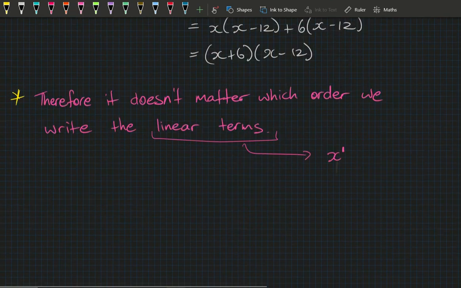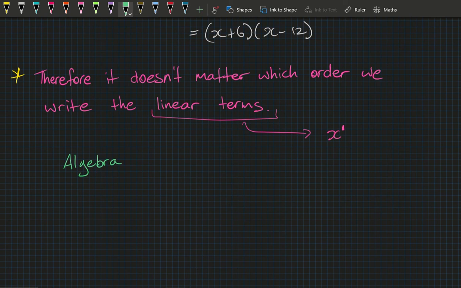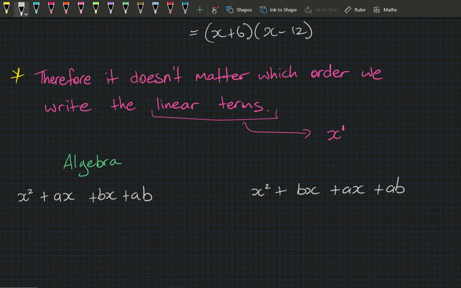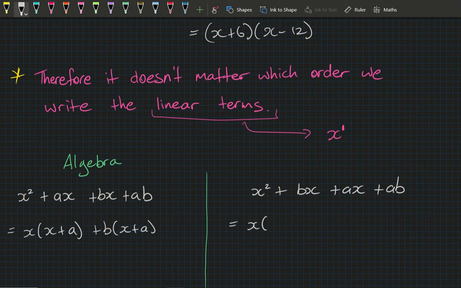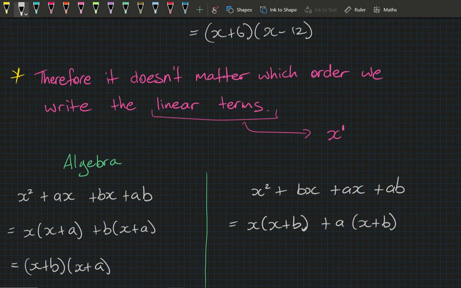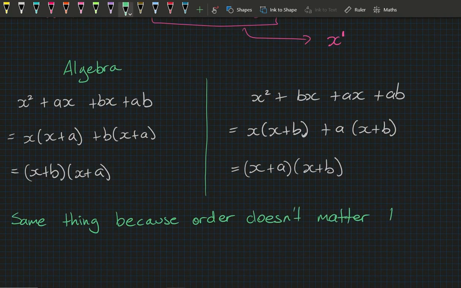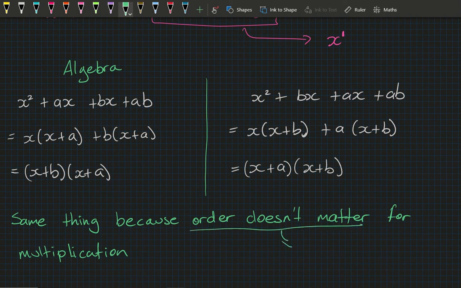So let's do algebra examples side by side. On this side, I'm going to write x squared plus ax plus bx plus ab. And on the other side, I'll write x squared plus bx plus ax plus ab. So all I've done there is swap the a and the b around. Doing some grouping, on the left here, I end up with x times x plus a plus b times x plus a. And on the right, we end up with x times x plus b plus a times x plus b. And then we end up with x plus b times x plus a on one side and x plus a times x plus b on the other side. And this is clearly the same thing because order doesn't matter for multiplication. In other words, it's commutative.